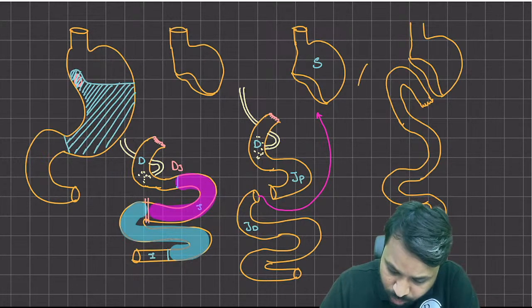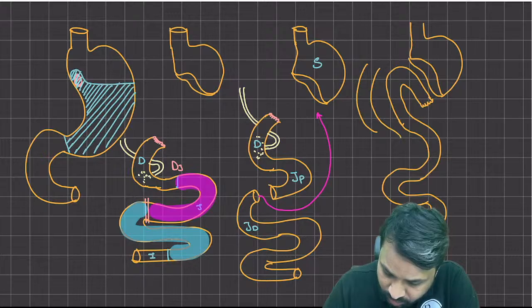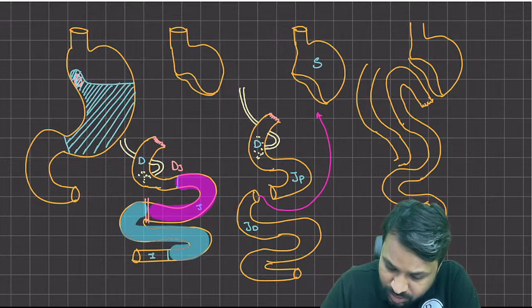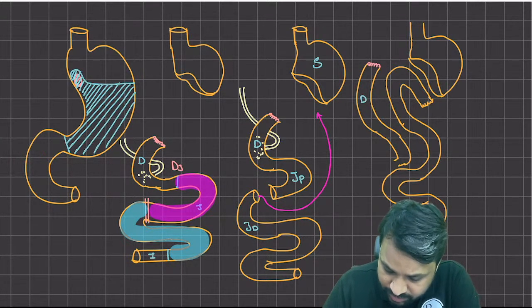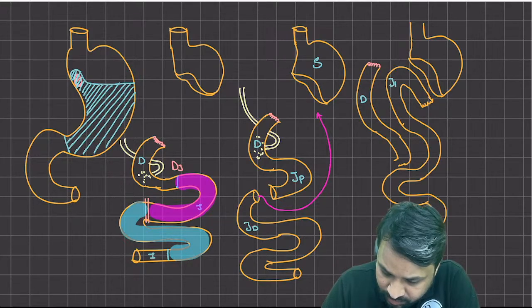You have the C loop of the duodenum which is present here, and the proximal end of the jejunum is still left. So this is the proximal end of the jejunum. You have covered the duodenal stump, so this has to be the duodenum. This happens to be the distal end of the jejunum.